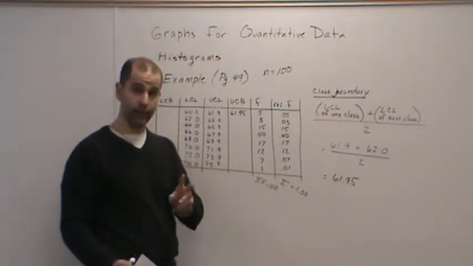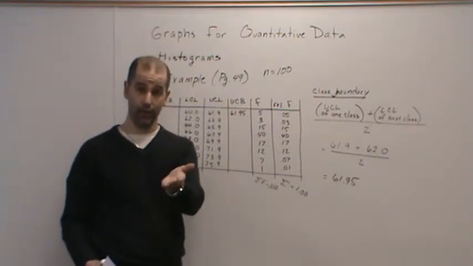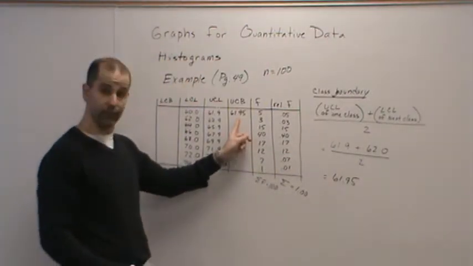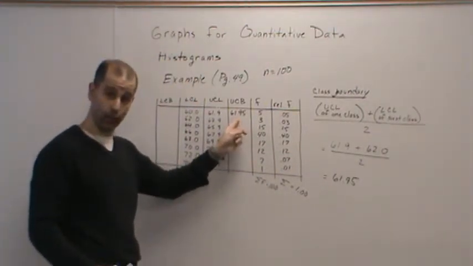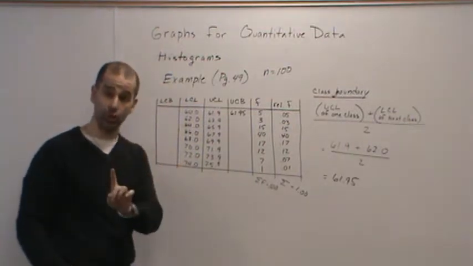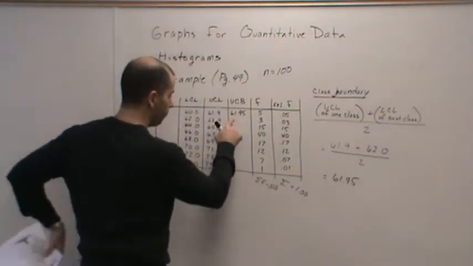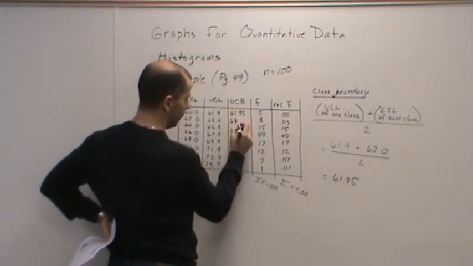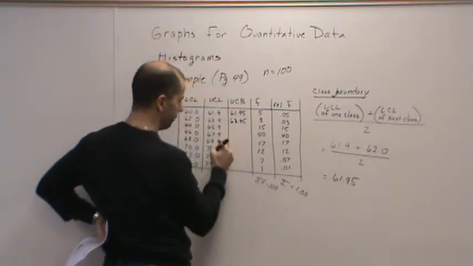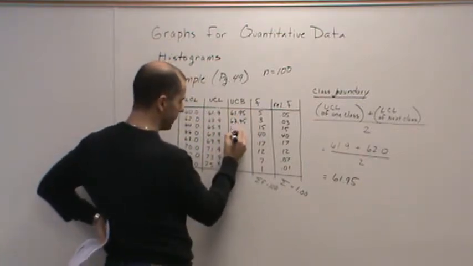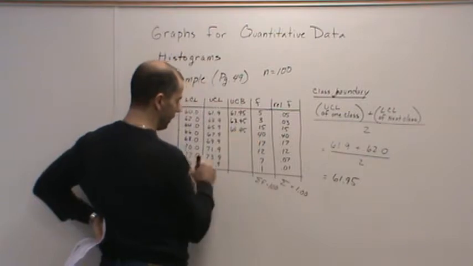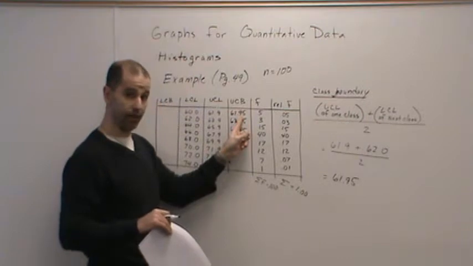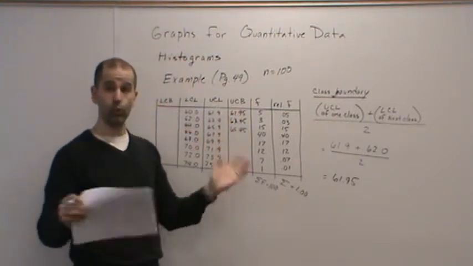The second way of doing it is using class width. So I can use this formula to get the first one. Once I have the first one, I just add the class width to get the rest of them, which is 2. So I can add 2 to this one and get the next one. So this would be 63.95. And add 2 more to get the next one, 65.95. Notice what's happening when I add 0.05 to this. I get the same thing. So either way will work.